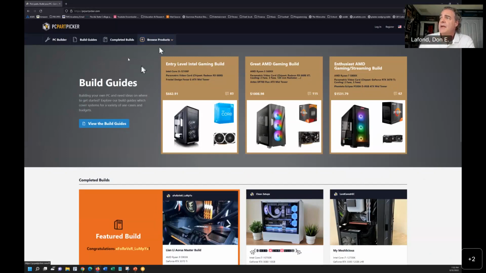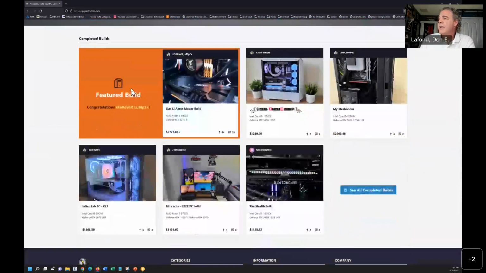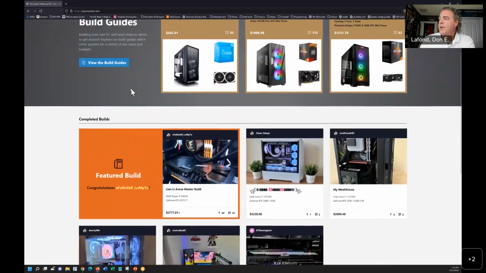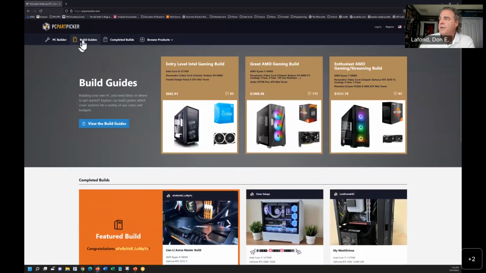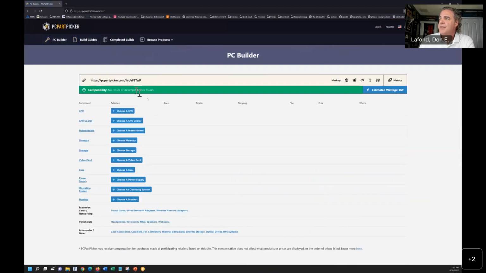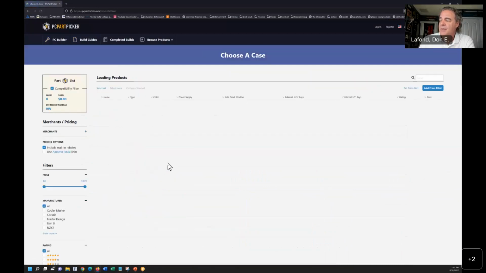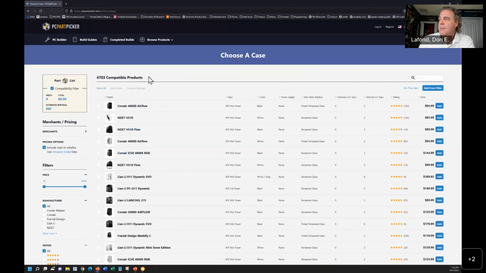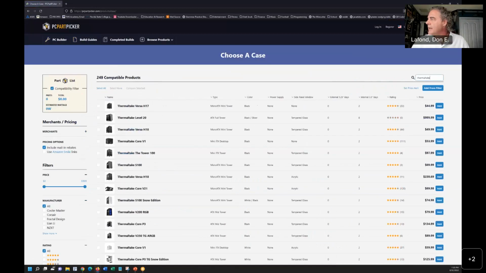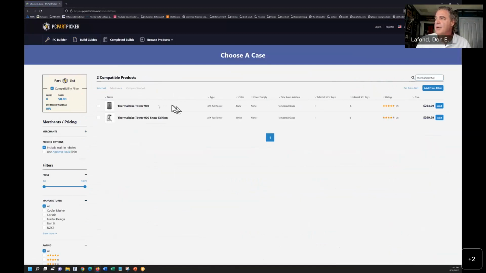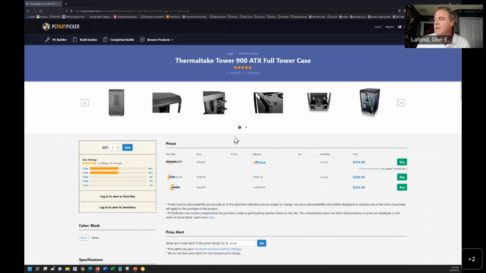Once you pick something, then you continue to walk through the steps in the process. You can see some other people's builds, and you actually start and you decide. You can start anywhere. You can start with, for example, my case. I started with the case, a Thermaltake 900. I love my case. And you don't have to buy through them. I'm sure they get a little bit of money if you do.